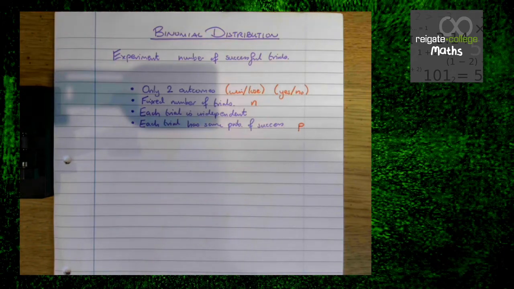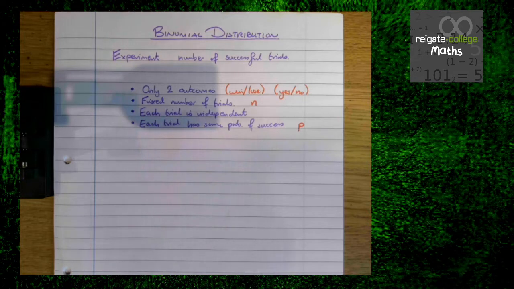So if we are, say, rolling a die, and we're looking at getting a 6 or not a 6, if that is our experiment, that is binomial. We have two outcomes. We're going to roll a die a certain number of times, let's say 10. Each trial is independent because every trial has the same probability, a 1/6 chance of getting a 6.